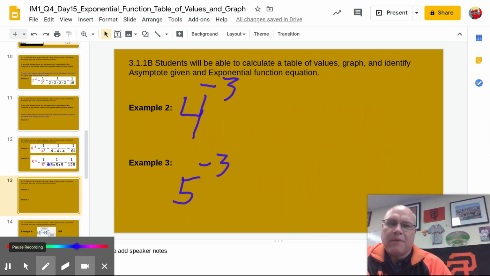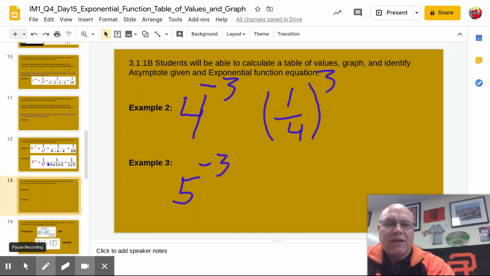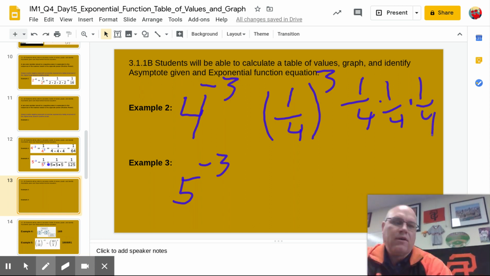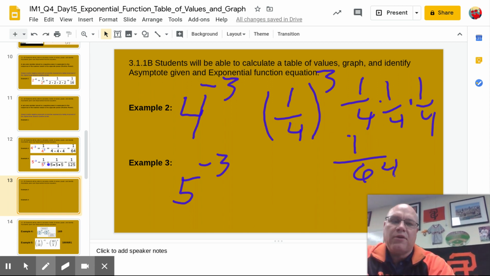Let's look at another example. We have 4 to the negative 3rd power. We're going to rewrite that as 1 over 4 to the 3rd power. So what does that become? 1/4 times 1/4 times 1/4. On top, 1 times 1 times 1 is just 1, and the bottom becomes 4 times 4 is 16 times 4 is 64. So 4 to the negative 3rd power is 1 over 64.